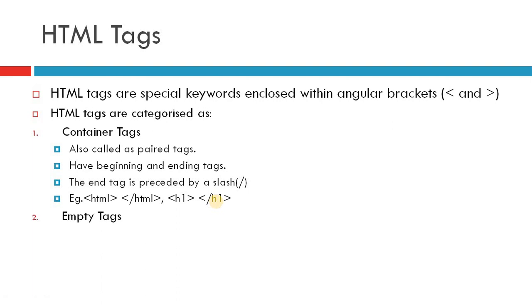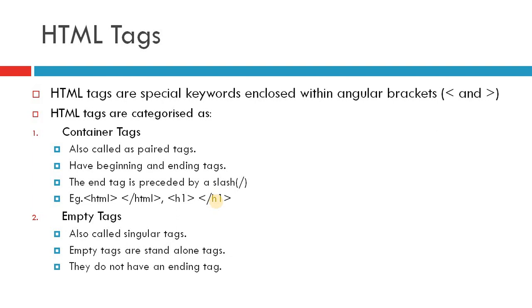Next are empty tags. Empty tags are standalone tags. They do not have an end tag. So these are also called singular tags. Empty tags are standalone tags. They do not have ending tag. Examples, BR and IMG. So here BR, it is a standalone tag.